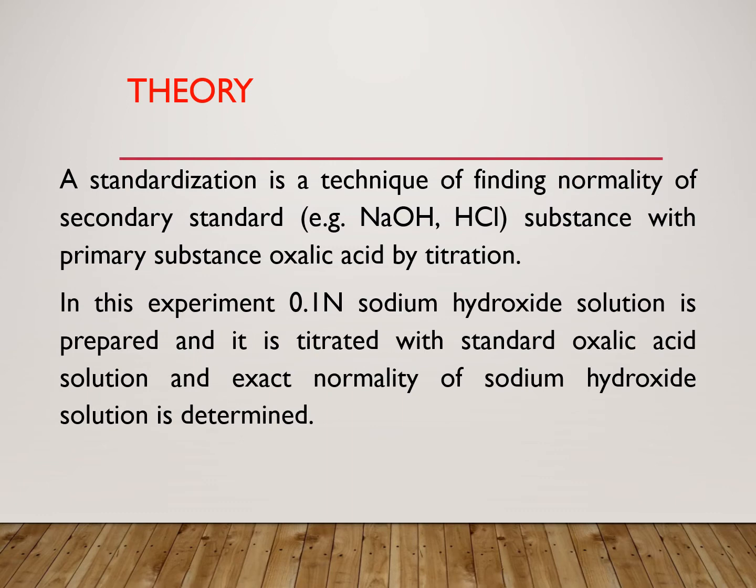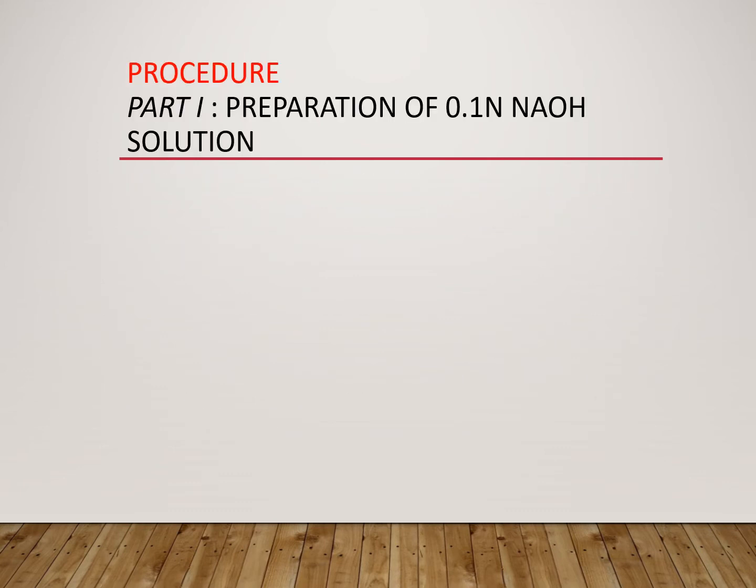In this experiment, 0.1 normal sodium hydroxide solution is prepared and it is titrated with a standard oxalic acid solution, and the exact normality of sodium hydroxide solution is determined. Procedure: in the first part we have to prepare 0.1 normal NaOH solution.